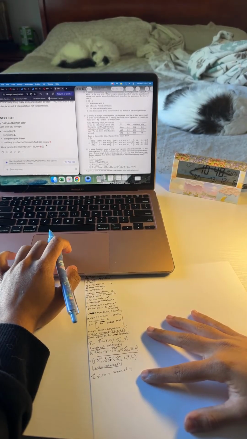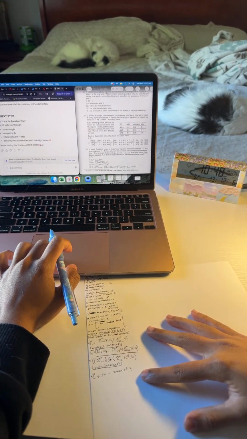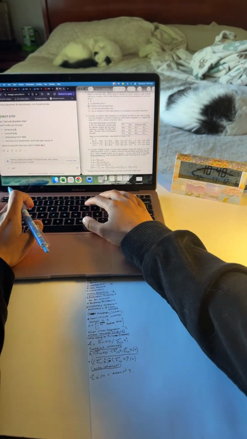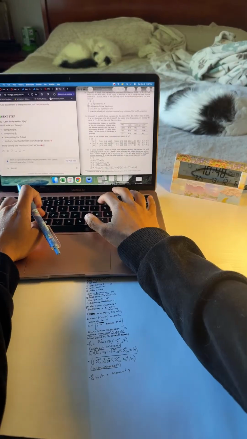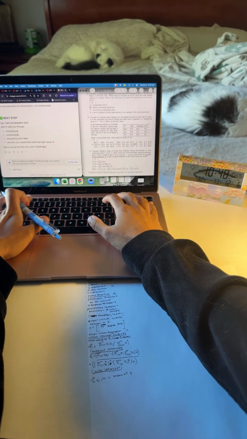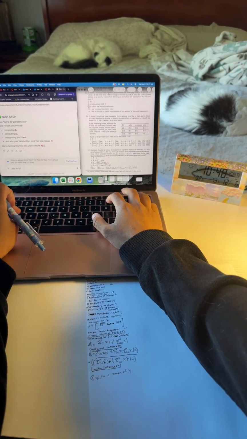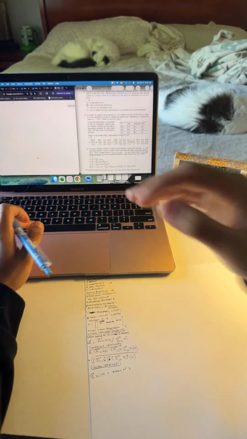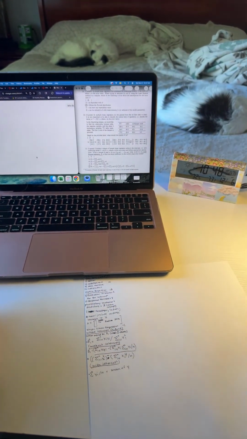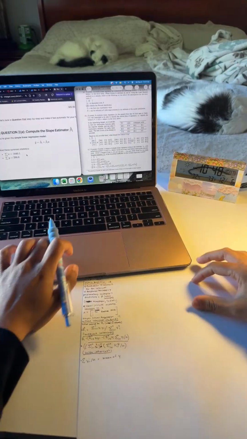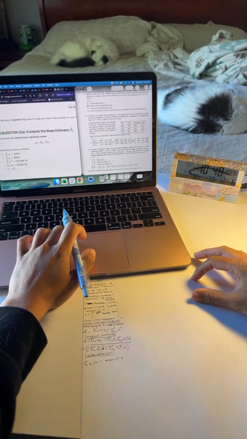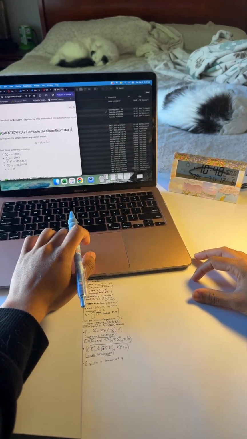Next level. Yes. Let's do question 2A. Question 2A, compute the slope estimator beta 1. Okay, so I think we're done with this page of the midterm. That was the simplest one.